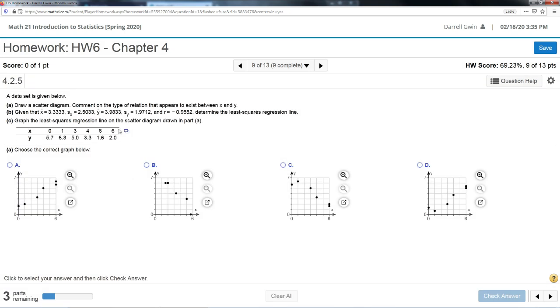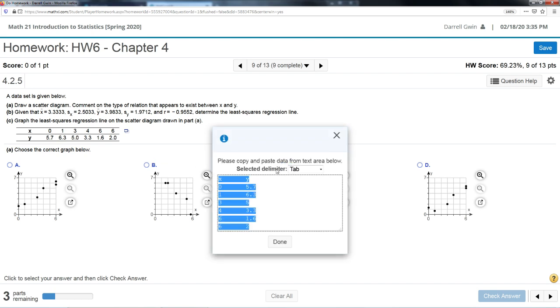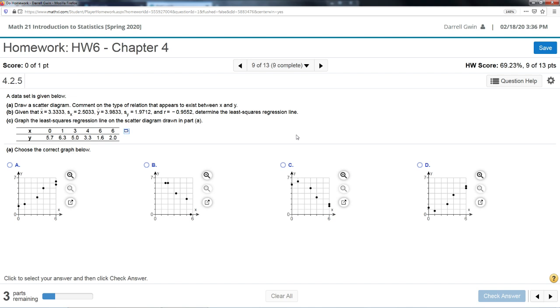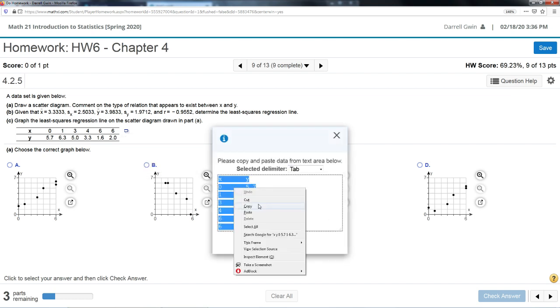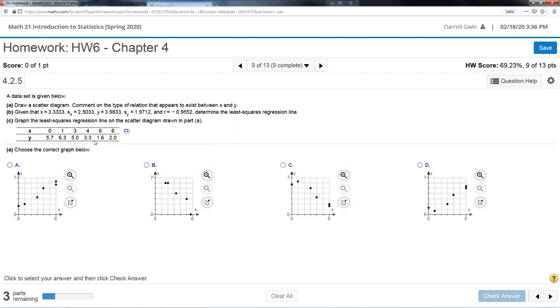Okay, here we go. The data set is given below. Alright, let's copy to clipboard. Control C is copy, Control V is paste. Wait, did I mess it up? Better do it again. Copy. Alright, draw a scatter diagram. 0, 5.7. Way not it. There's no 0 here: 0, 1, 2, 3, 4, 5.7. Ding, ding, ding, we have a winner.